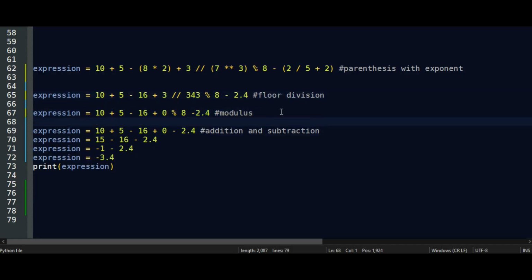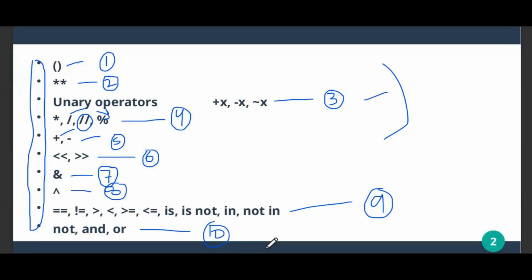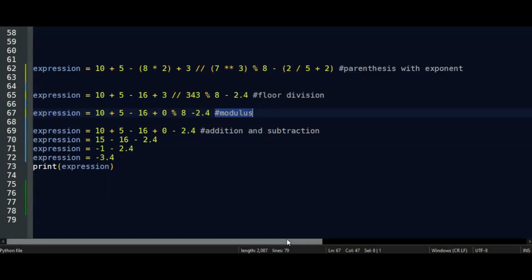It's simple. After the floor division, what will we operate on? We will operate on modulus. If you see our precedence, after the floor division, you have to operate on modulus, that is the percent sign, right? Then 10 remains the same, 5, 16, and this 0 modulus 8. Modulus gives us a remainder after division. So if you divide 0 and 8, you will get 0, right? Then minus 2.4. That's it.